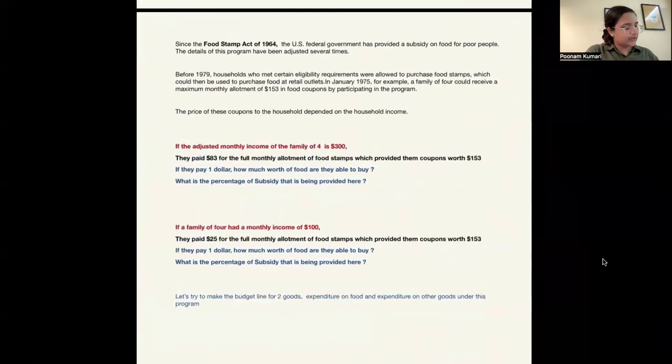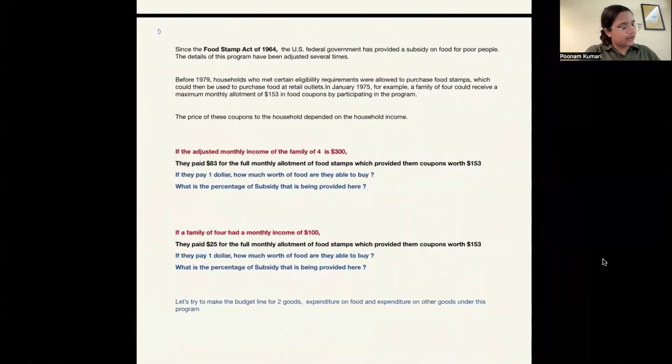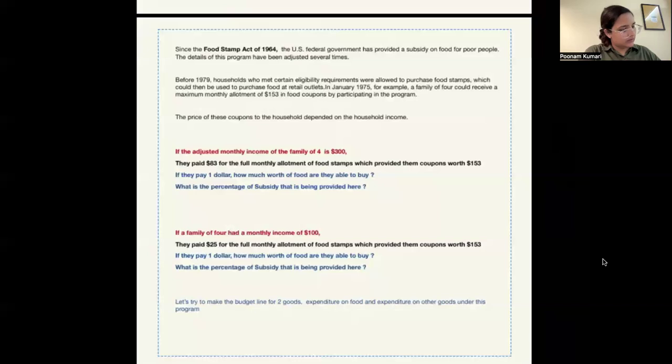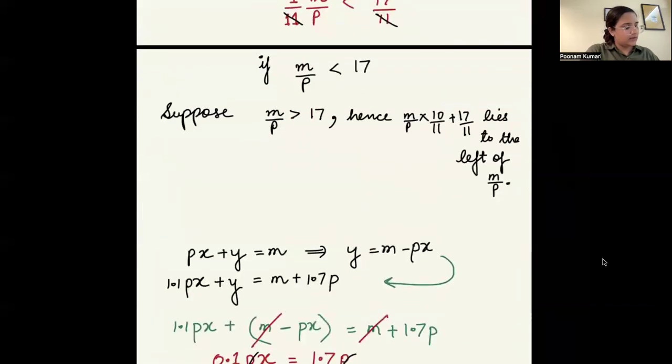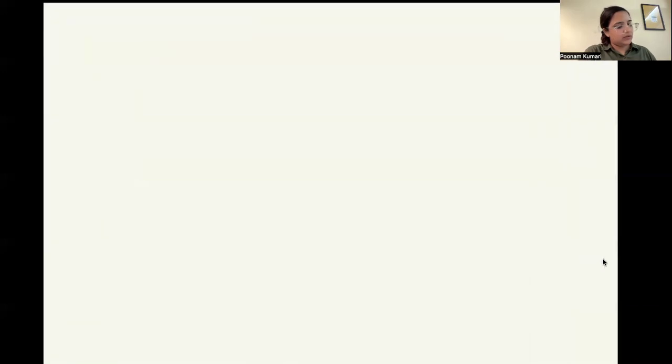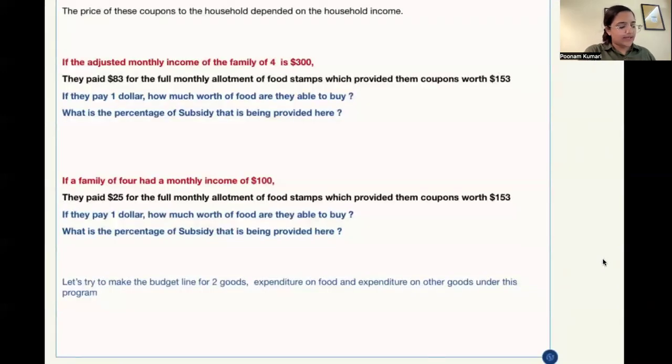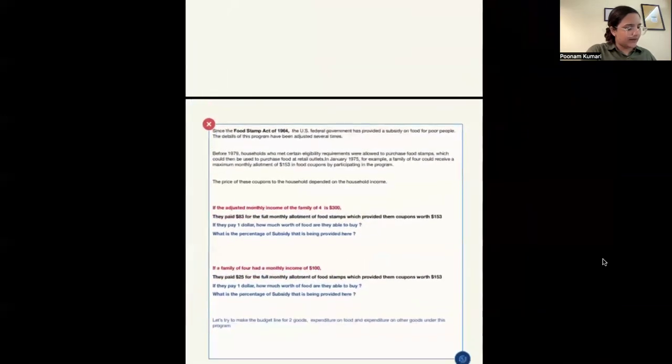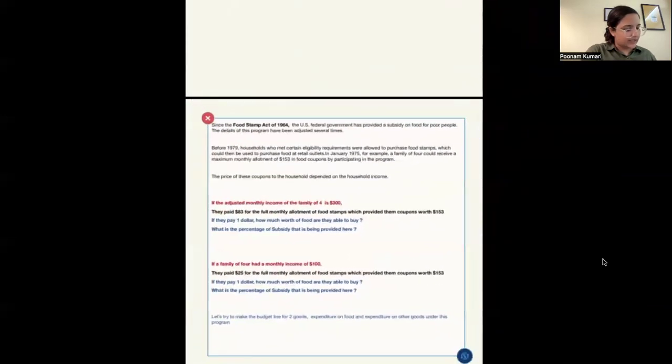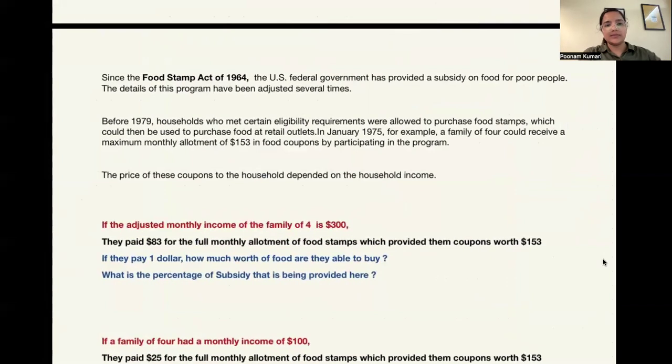All right. So let's try to do this case study today. You guys are aware of all the terminologies that we've discussed so far, right? What is tax? What is rationing? What is subsidy? All these things, right? So today what we are going to do is understand a particular program which was applicable in the US, and we will try to see what is the amount of subsidy, and in such situations, if we have to plot or make budget lines, how will we do that?